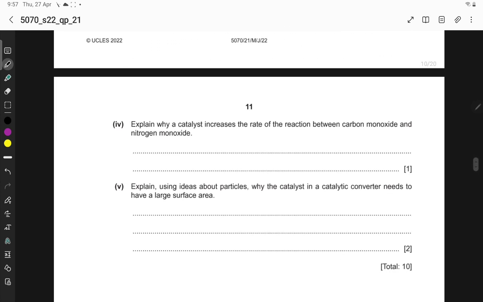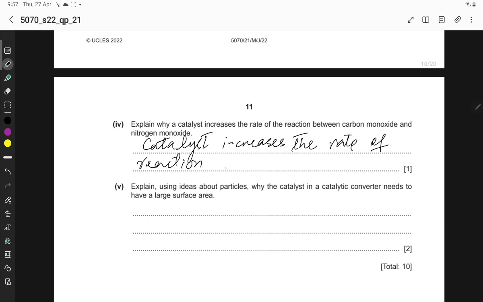So why does catalyst increase the rate of reaction between carbon monoxide and nitrogen monoxide? Catalyst increases the rate of reaction by lowering the activation energy.